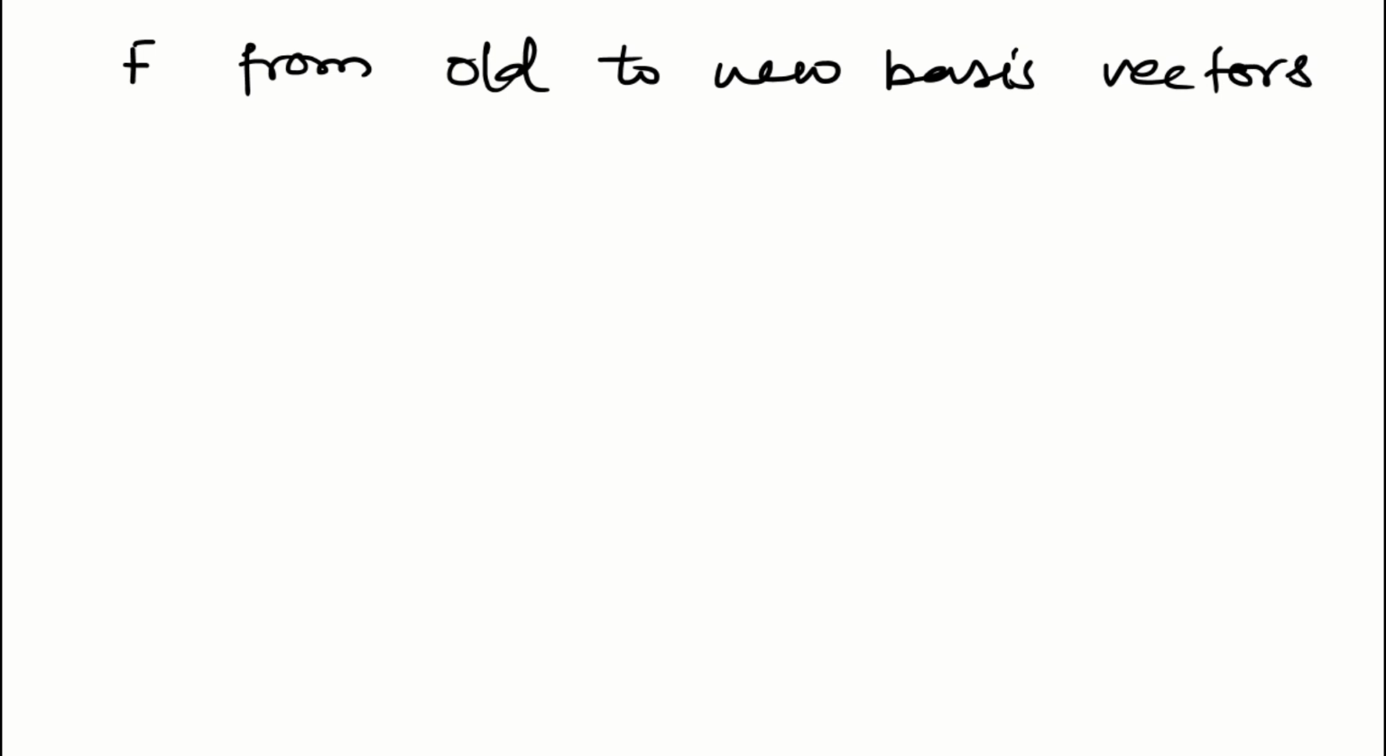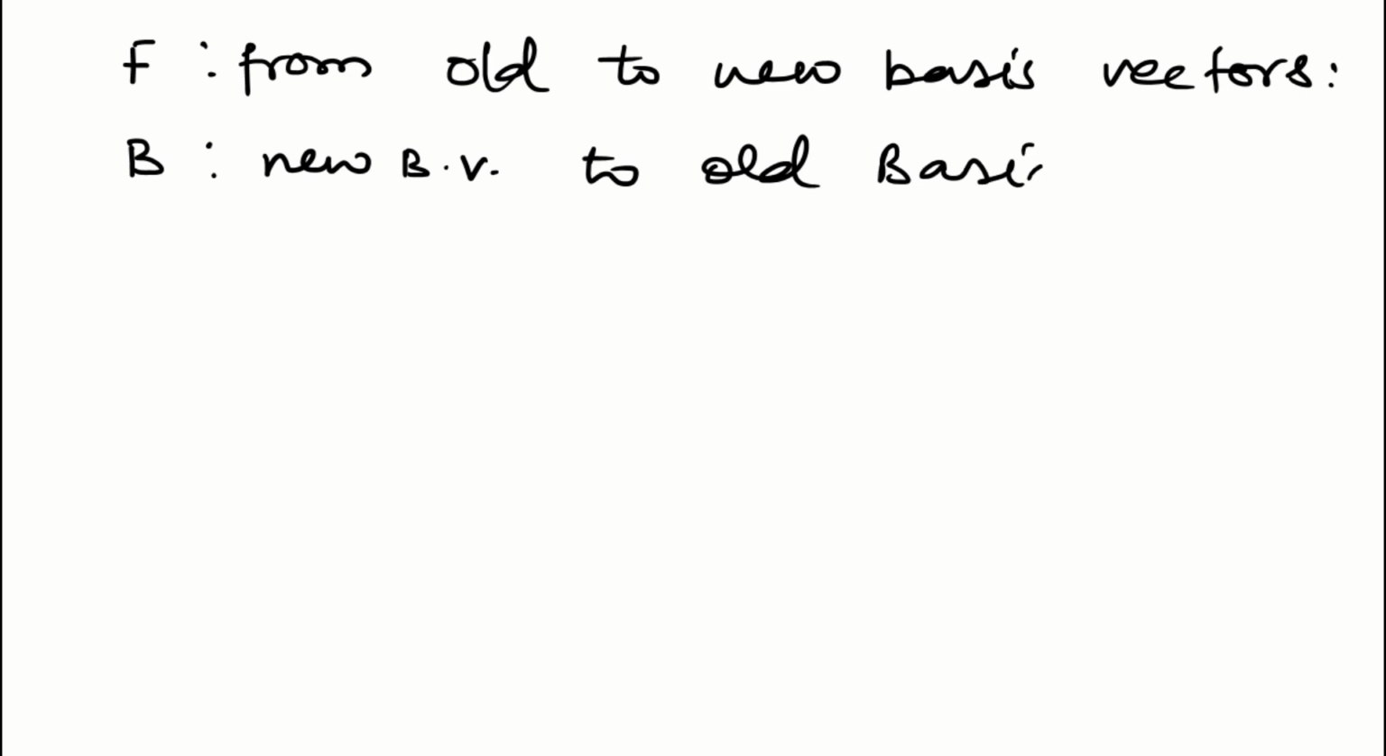So F will take you from old to new basis vectors, and B takes you from new basis vectors to old basis vectors. So this is how F and B work, right?